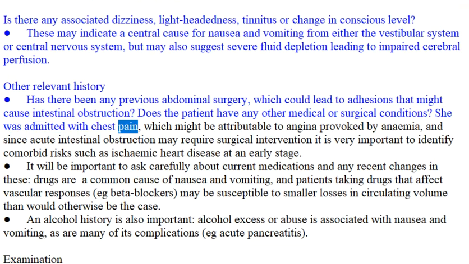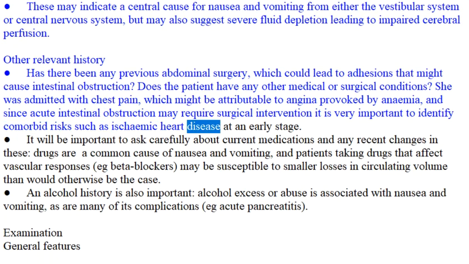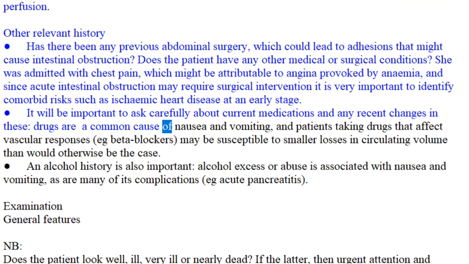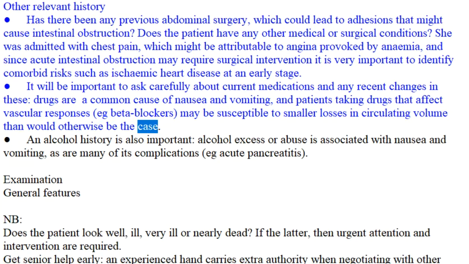She was admitted with chest pain, which might be attributable to angina provoked by anemia, and since acute intestinal obstruction may require surgical intervention, it is very important to identify comorbid risks such as ischemic heart disease at an early stage. It will be important to ask carefully about current medications and any recent changes in these. Drugs are a common cause of nausea and vomiting, and patients taking drugs that affect vascular responses, e.g. beta blockers, may be susceptible to smaller losses in circulating volume than would otherwise be the case.